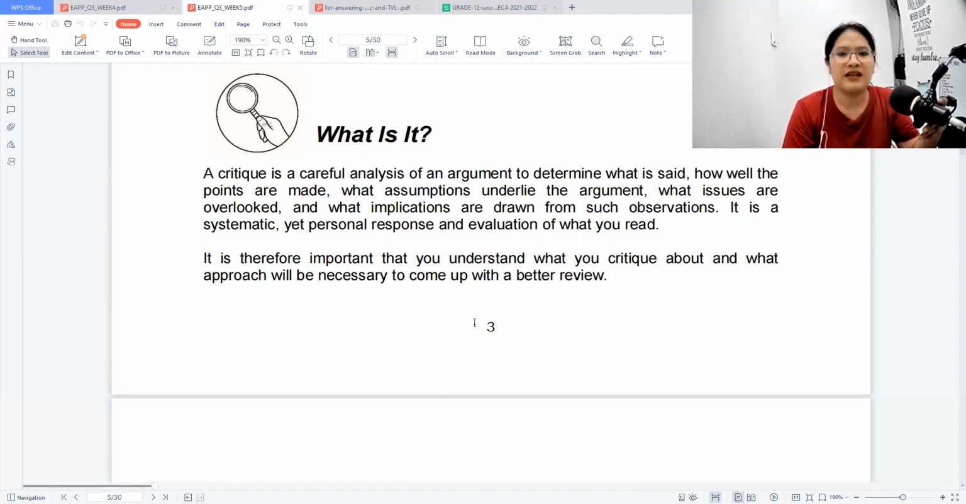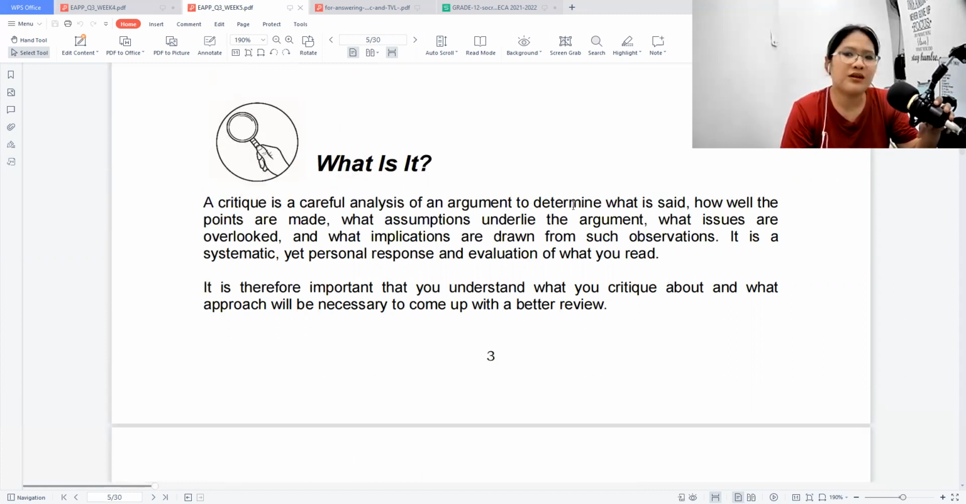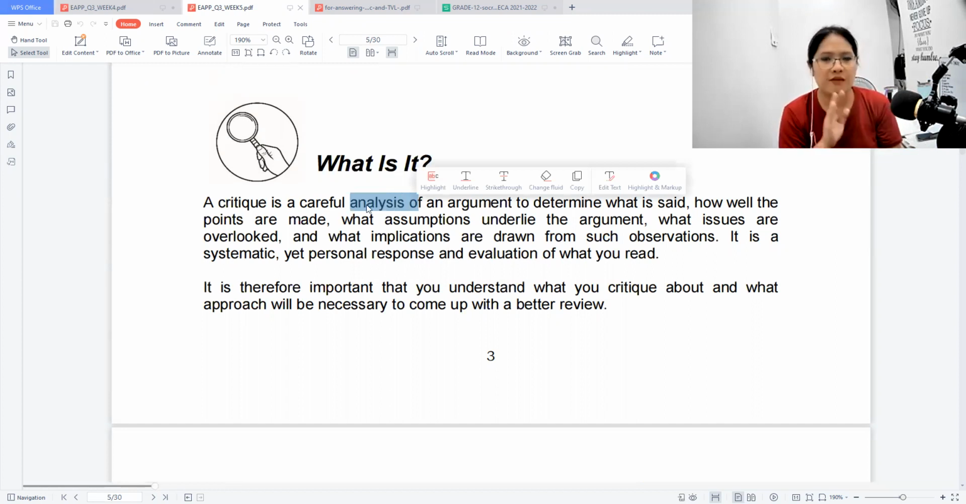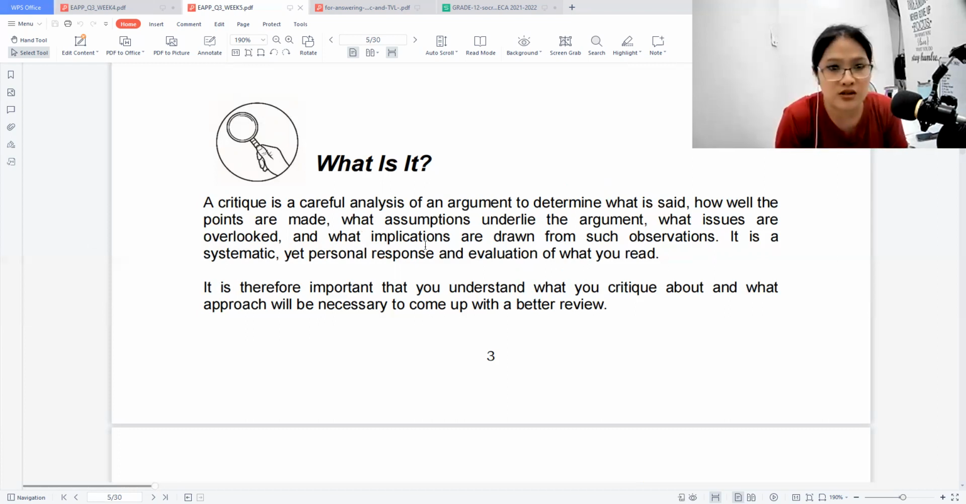A critique is a careful analysis of an argument to determine what is said, how well the points are made, what assumptions underlie the argument, what issues are overlooked, and what implications are drawn from the observations. So ang critique daw, kapag sinabi mong analysis, it is the breaking down of its elements. So kung may binabasa kang text, you're breaking it down to its parts. So we could try the introduction. Titignan mo muna kung sino yung nagsulat, ano yung title, ano yung qualifications ng author, how well it was written. You're practically like tearing it apart to see how each part works, okay?